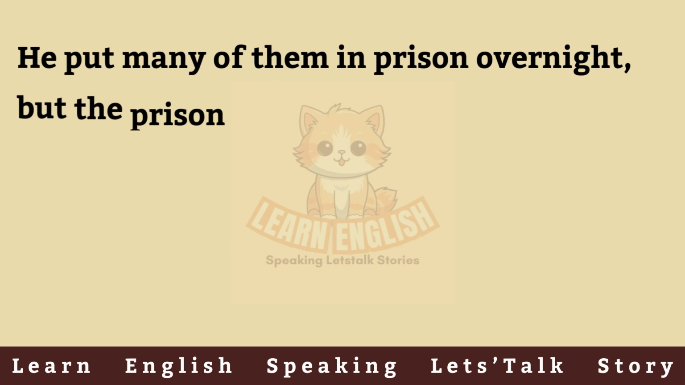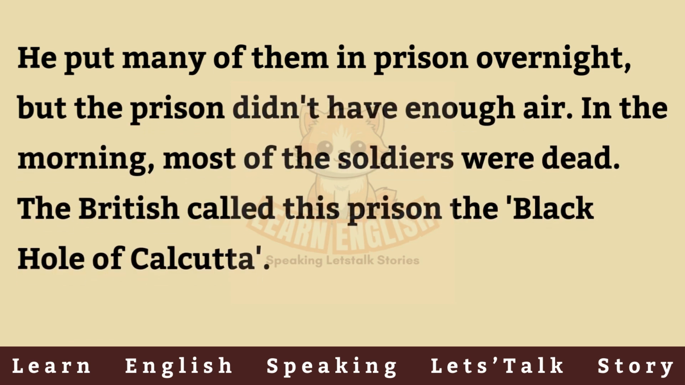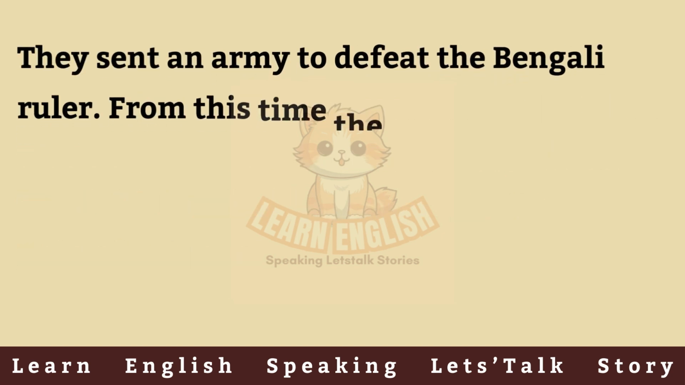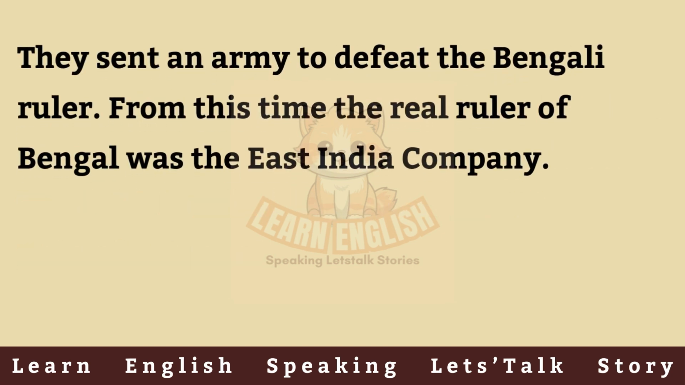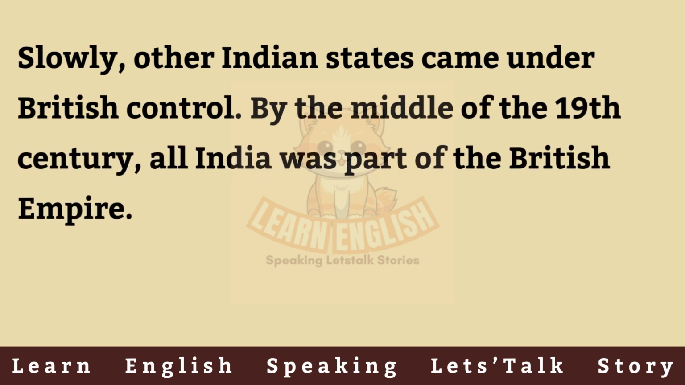He put many of them in prison overnight, but the prison didn't have enough air. In the morning, most of the soldiers were dead. The British called this prison the Black Hole of Calcutta. They sent an army to defeat the Bengali ruler. From this time, the real ruler of Bengal was the East India Company. Slowly, other Indian states came under British control. By the middle of the 19th century, all India was part of the British Empire.